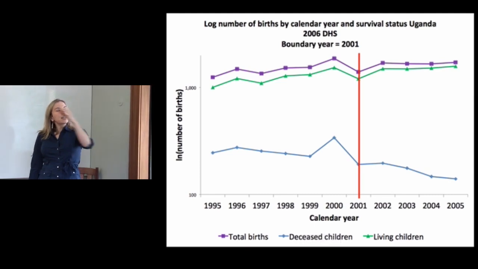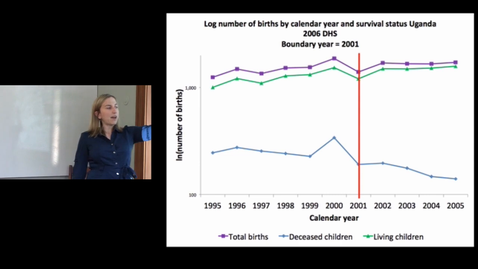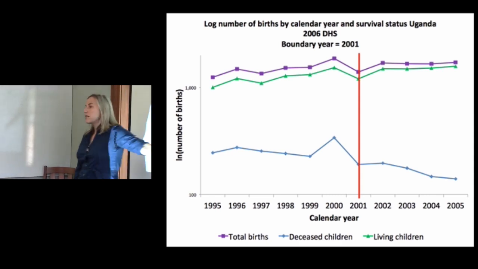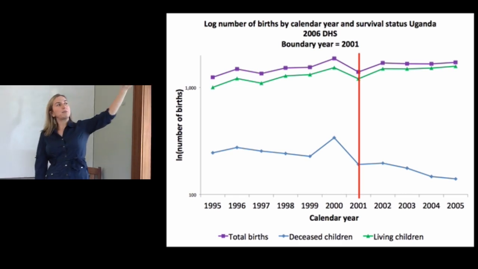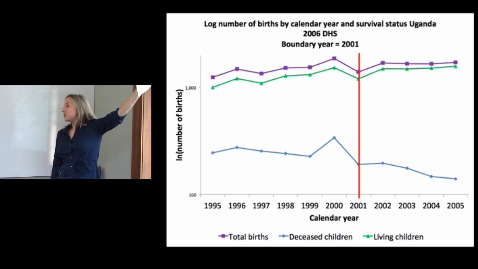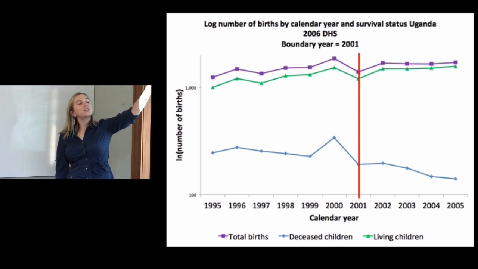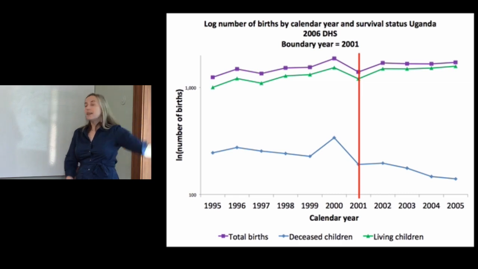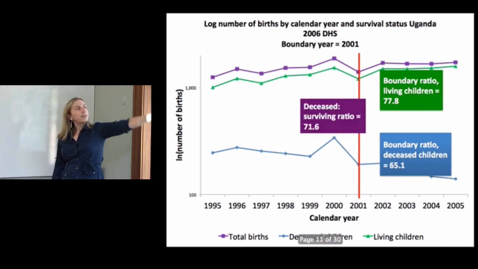So here's what this looks like. This is a survey conducted in Uganda in 2006. The boundary year was 2001, so any births since 2001, they had to ask these questions. Any births before that, they didn't have to, and unsurprisingly, we do see quite a bit of displacement. The purple line is all births, the green is surviving kids, and the blue is dead kids. And we see that the boundary ratios are well below 100. And the dead to surviving ratio is 72.